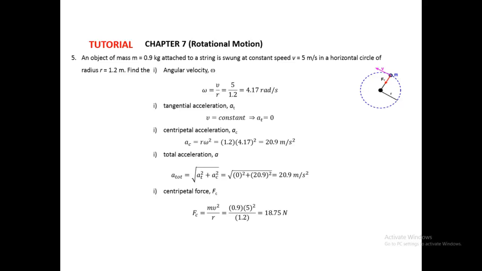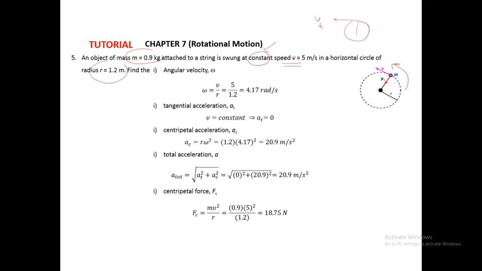Question number 5. An object, mass is given to you, attached to a string, is swung at a constant speed of 5 meters per second. It's rotating like this one. This is the tangential speed. In fact, this tangential speed is always at a tangent to the circle all the time, right?